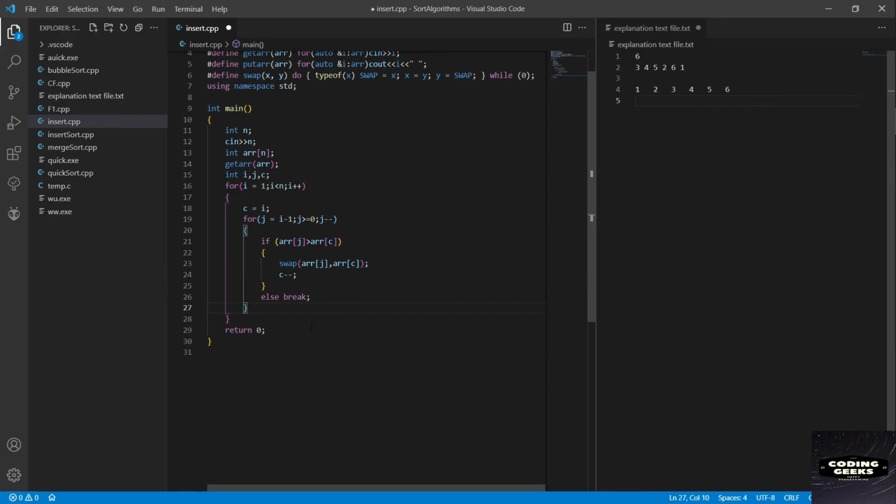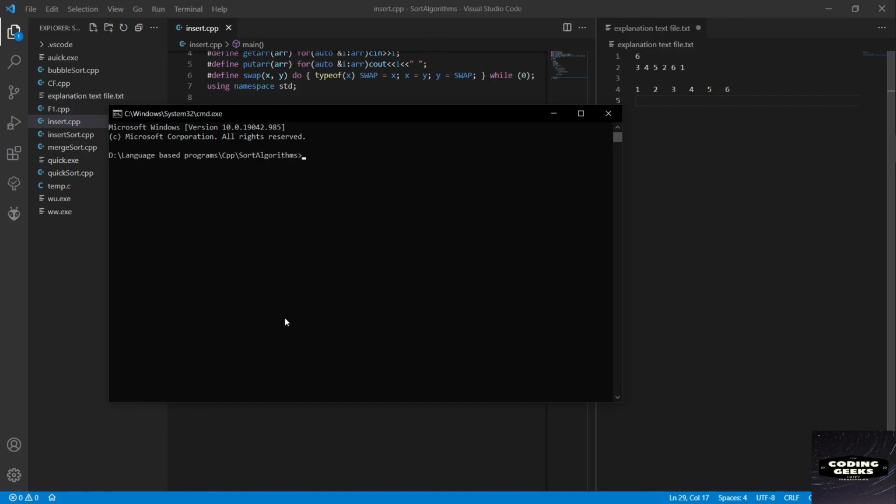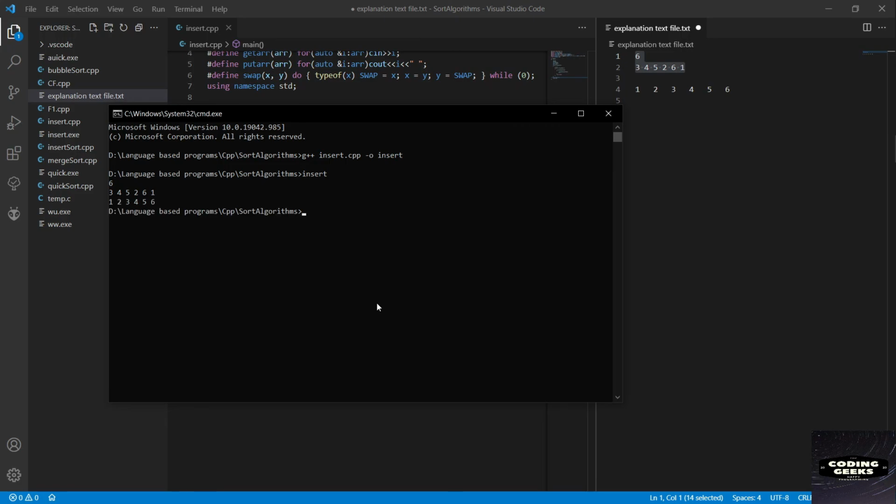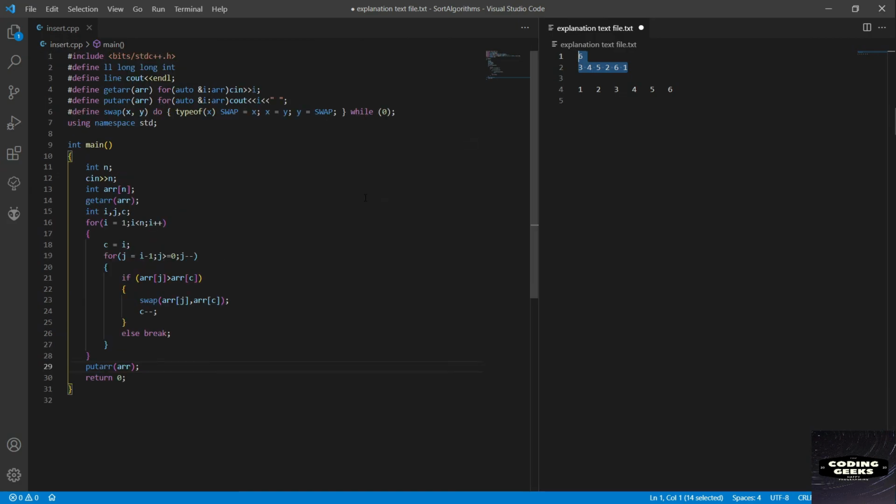So let's actually, after sorting this, put out the array so that we could see our results. I think it's time for compiling it. Okay, so I'm just going to put this exact thing here, and yes, it works a-okay. So that's it for the explanation of insertion sort.